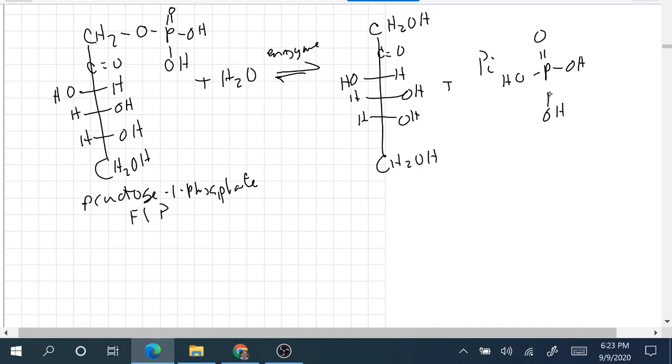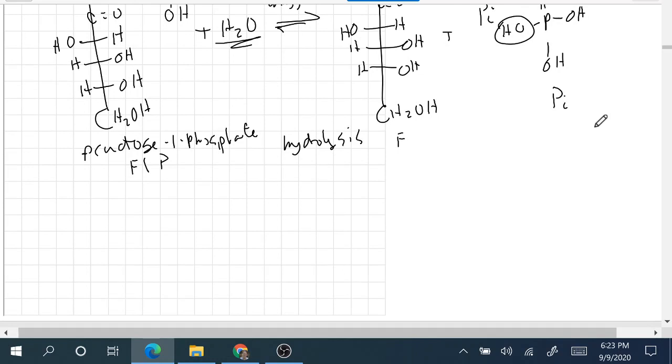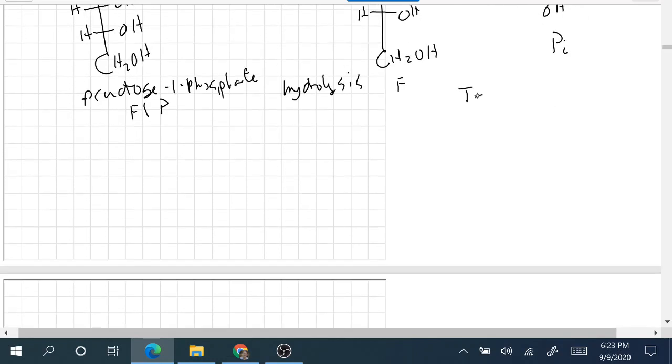Okay, and so what did we add? We added water across the bond here. So we added water across that bond, and that's why it's called a hydrolysis reaction. Okay, so we can just abbreviate fructose as F and phosphate as inorganic phosphate. So we're told our reaction conditions are T equals 25 degrees C, which is 273.25, 298 Kelvin.